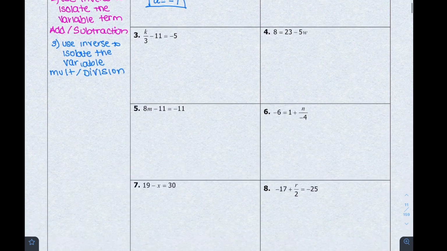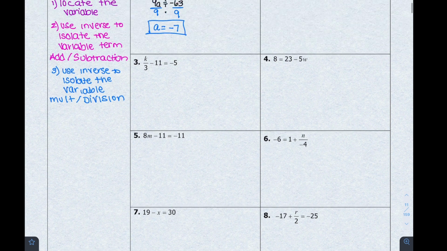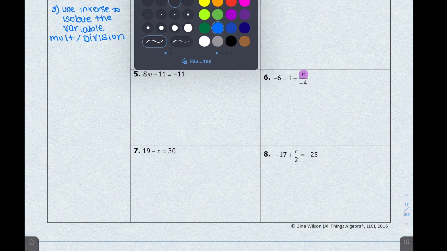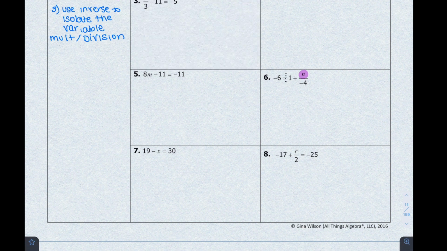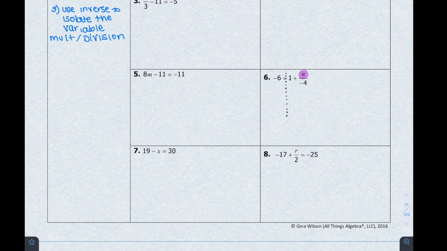So let's go down to number 6. So find number 6. So my step 1, remember, was to locate the variable. Okay, here's my variable. That means that is my variable term. So to isolate that term, I'm going to take a look. I'm going to draw my little wall because you need to see we're going to move what's on the same side as that term. What am I going to move in this case? I'm going to move that positive one. That one is a positive, so I subtract it.